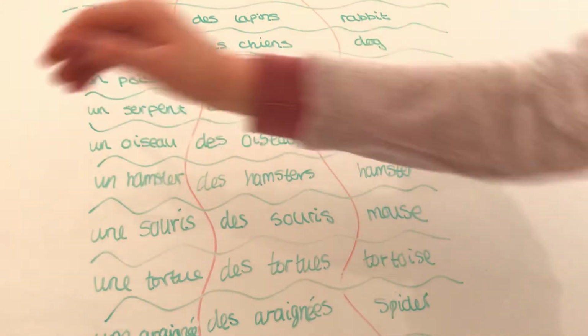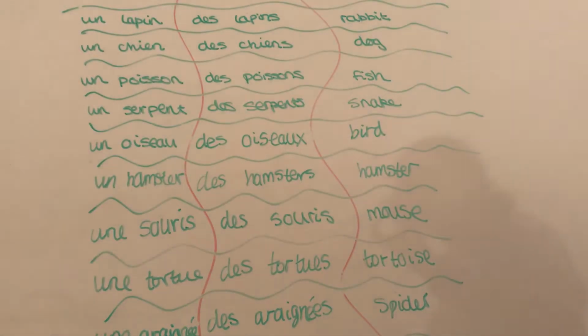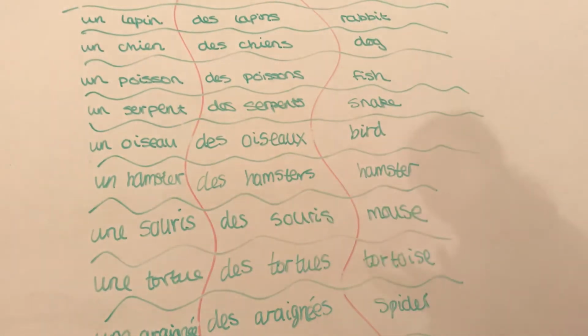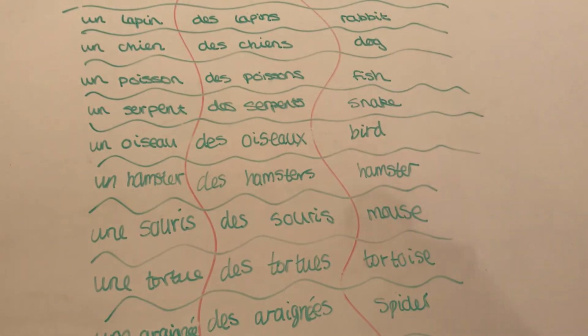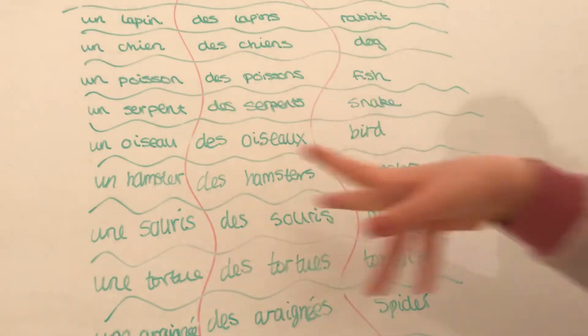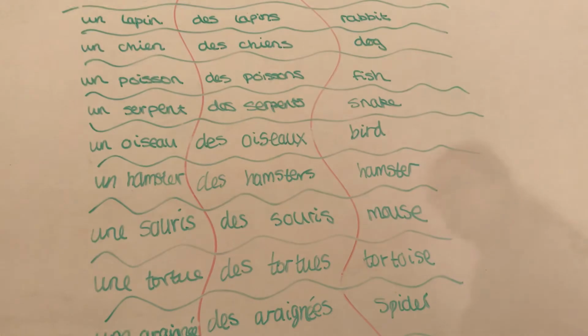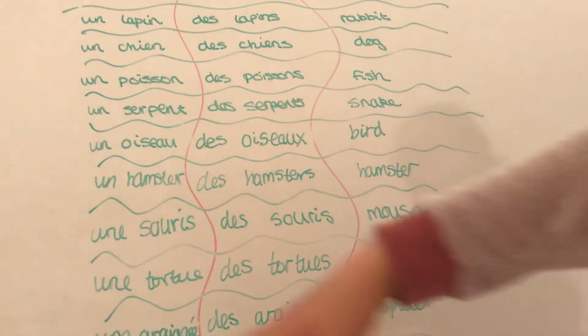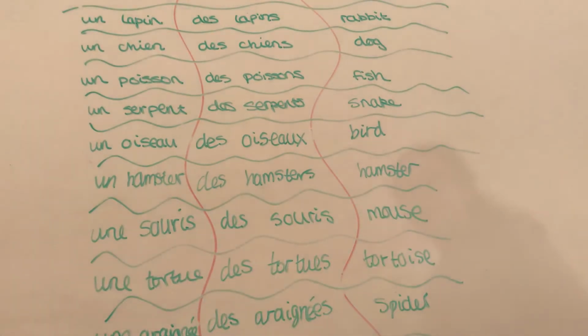Next we have un hamster and des hamsters. You don't really pronounce it hamster, it's un hamster, it runs as one almost in your mouth. Un hamster, des hamsters. That means hamster. Then we have une souris for the singular, and then des souris for the plural. And that means mouse or mice. So mouse is une souris, which is feminine, and then your plural is des souris, which is mice, more than one mouse. And for tortoise, you have une tortue, which again is feminine, and to make it plural, you'd use des tortues.